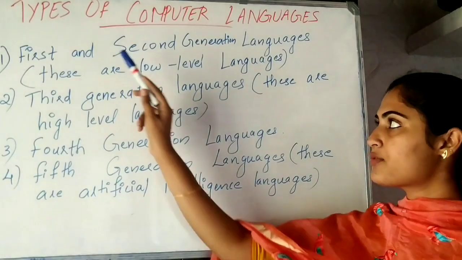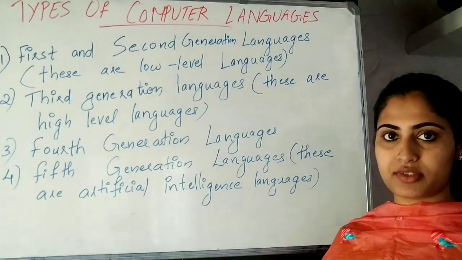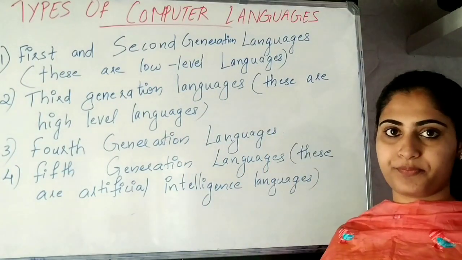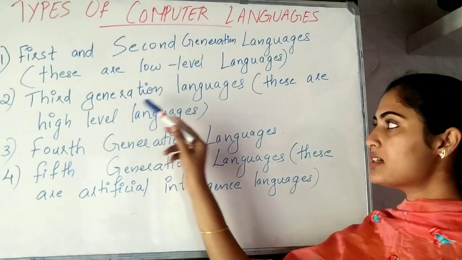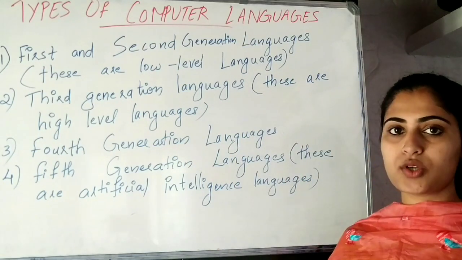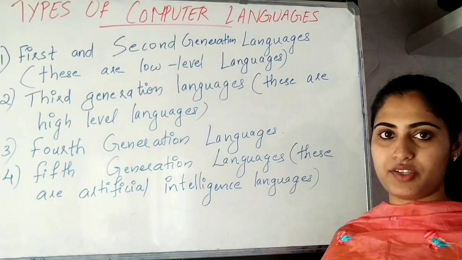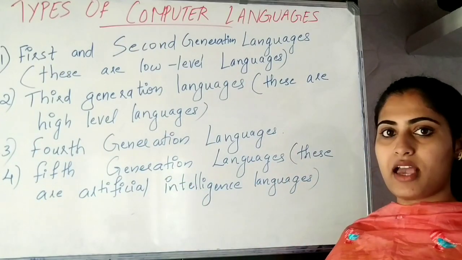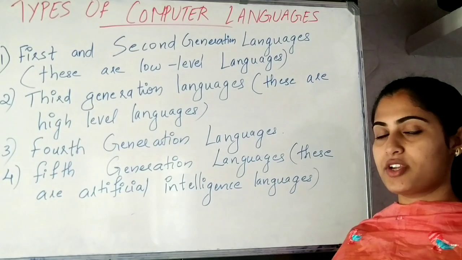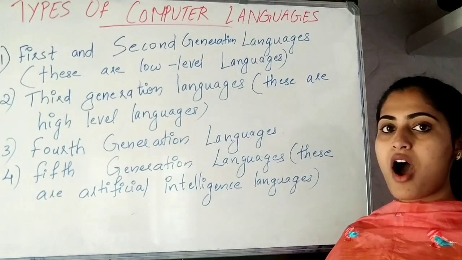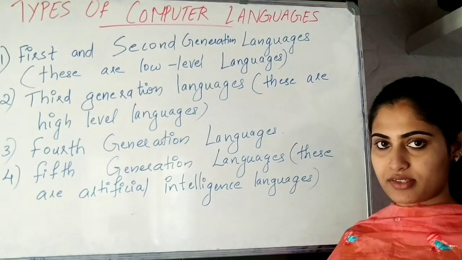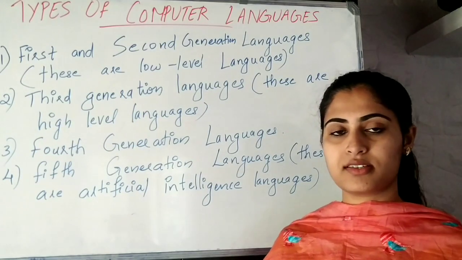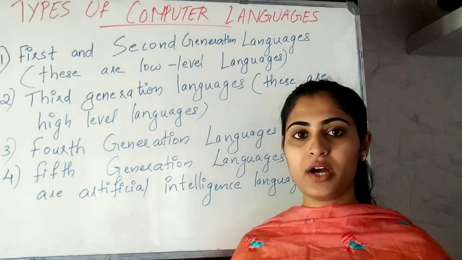Once again, the types of computer languages are divided into 4 categories. First one is first and second generation languages, also known as low level languages. Second one is third generation languages, also known as high level languages. Next one is fourth generation languages, and last one is fifth generation languages, also known as artificial intelligence languages. So these are the 4 types of computer languages. These are the languages that a computer understands.